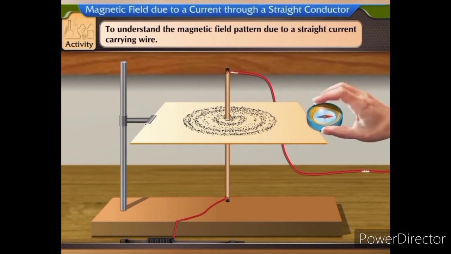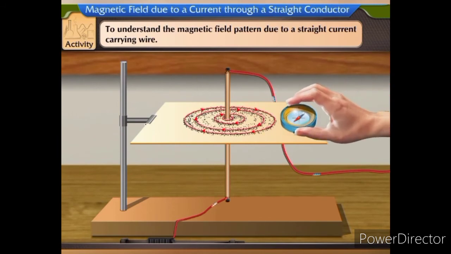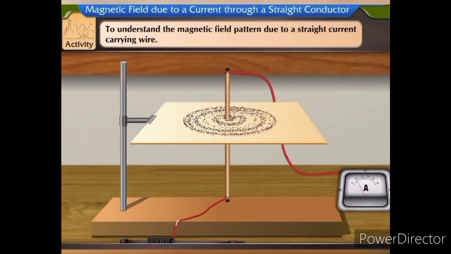Bring a compass close to the wire. You will observe large deflections of the needle as the compass is moved towards the wire. If the current in the wire is increased, the compass needle is deflected more, indicating greater strength of the magnetic field.